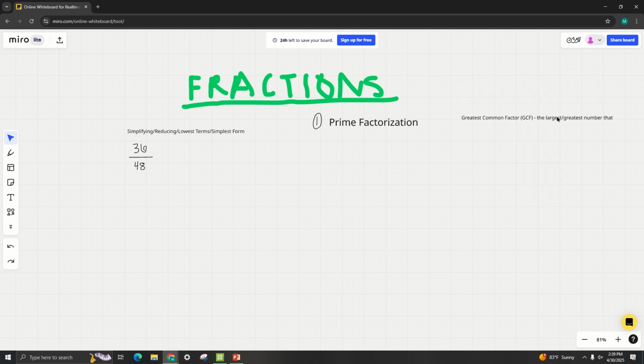Oh, whoa, okay, that was an arrow. That was not at all what I was expecting, but that was fun nonetheless. I figured it out. Never mind. So it's the largest or greatest number that any two numbers, in this case our numerator and denominator, can be divided by and still get a whole number.